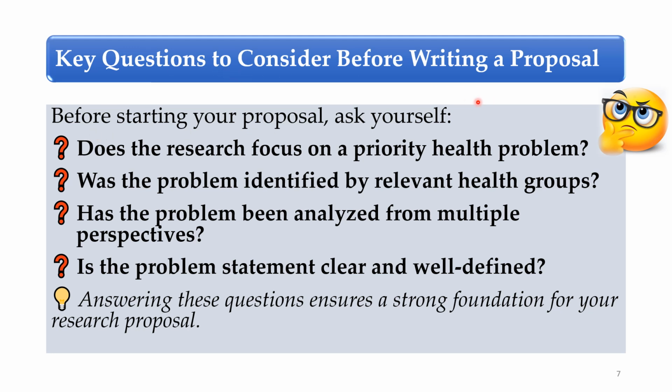So key questions to consider before writing a proposal. Before writing a proposal, you want to ask yourself, does the research focus on a priority health problem? It would be of importance to research on a topic which is of a priority concern. Okay, could be from the government perspective. It could be from your organizational perspective. In whatever capacity.